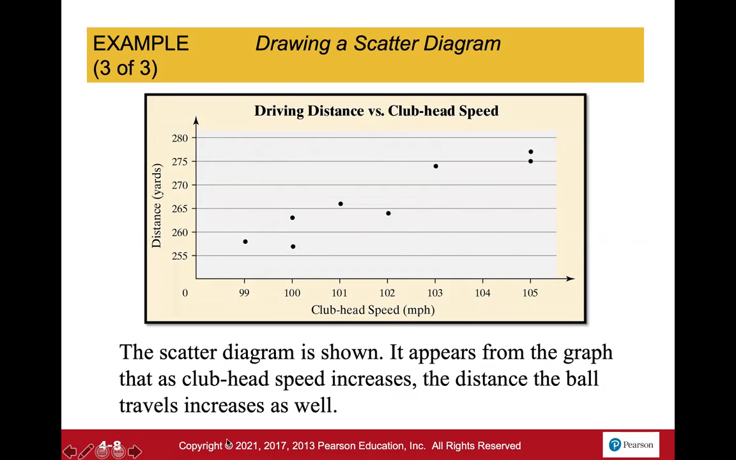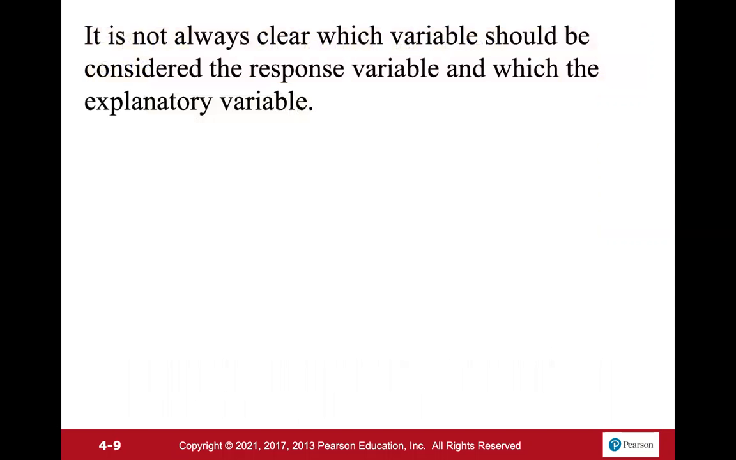It appears from the graph that as club head speed increases, the distance the ball travels increases as well. So that makes sense, especially because from here, it looks like we could draw at least somewhat of a straight line where we have some points above, some points below that line. It looks like a good graph, some sort of positive correlation that shows that as our speed increases, so does our distance. We would say that's positive correlation.